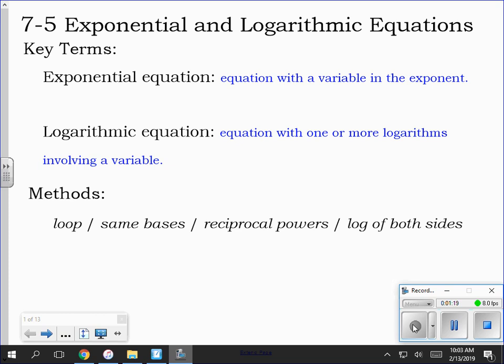And we have 4 methods: loop, which we've done; same basis, which we haven't done. We've kind of done it, but not formally. We're doing it formally today. Reciprocal powers, straight out of chapter 6. And the log of both sides.